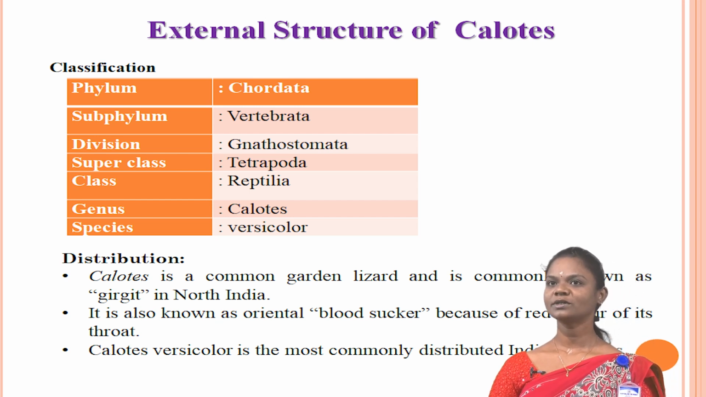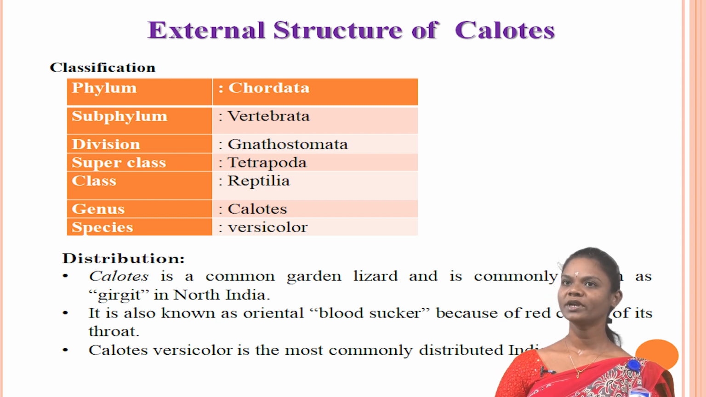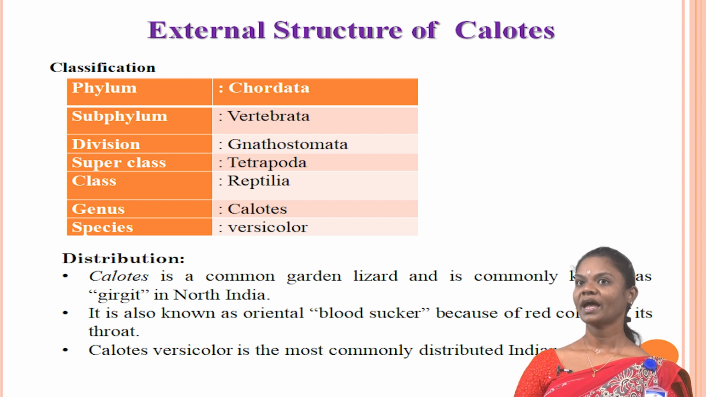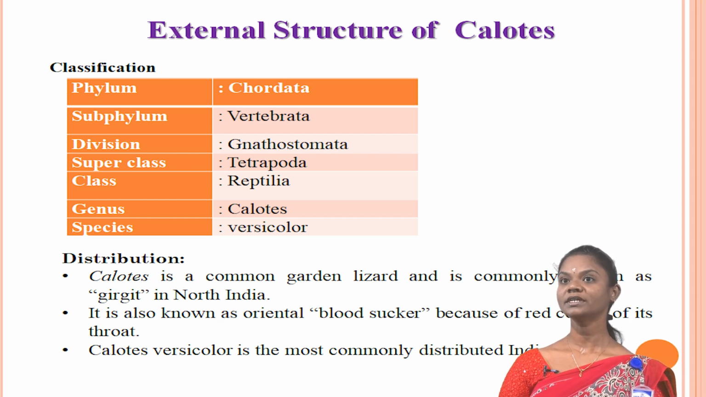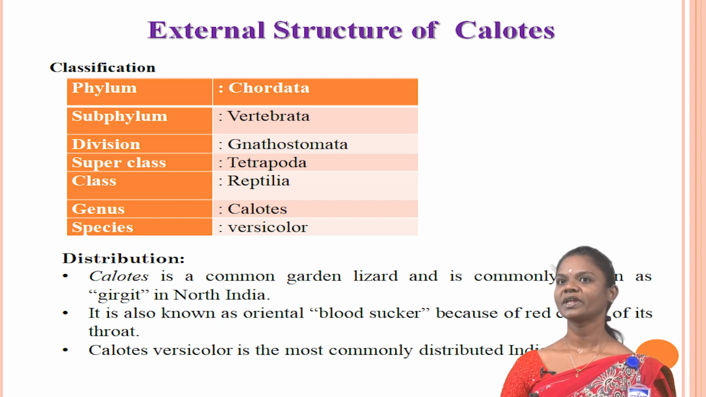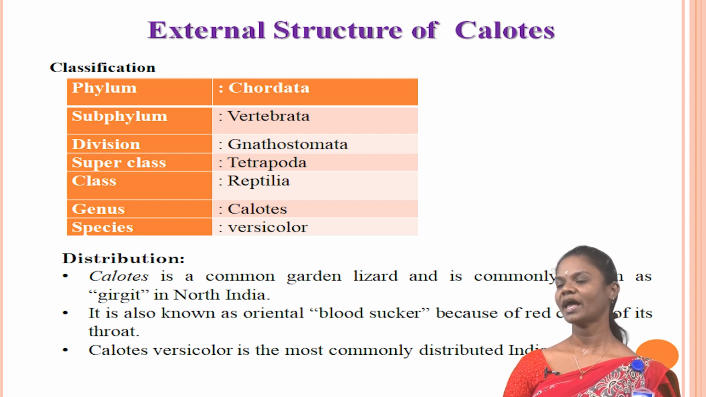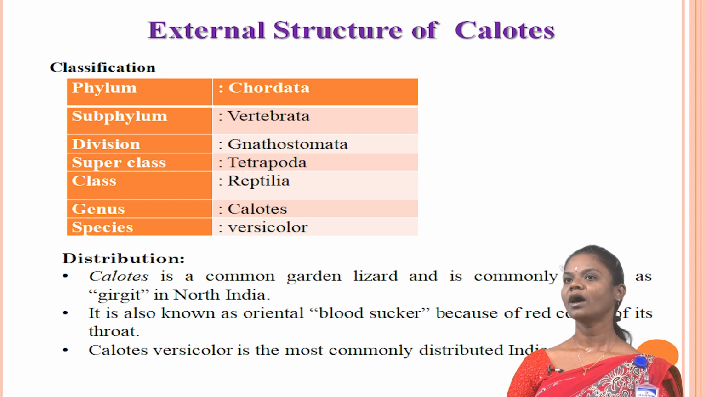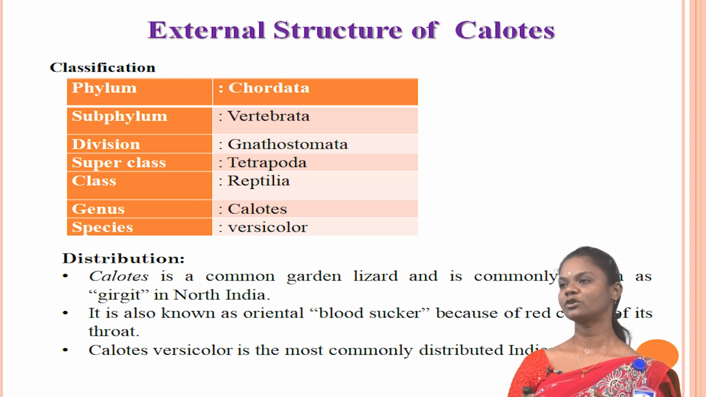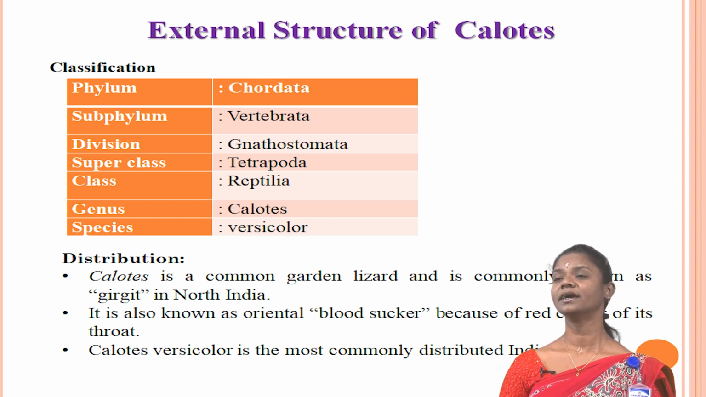Introduction. Calotes is a genus of arboreal and terrestrial lizards. It belongs to the family Agamidae. It is commonly referred to as the garden lizard or bloodsucker. These lizards are predominantly found in South Asia, Southeast Asia, and some parts of the Middle East, in tropical and subtropical environments. Distribution.